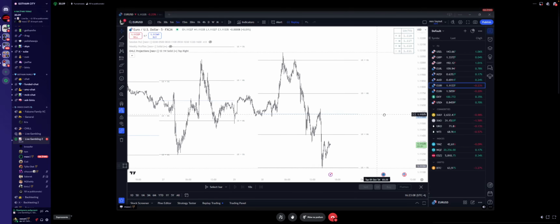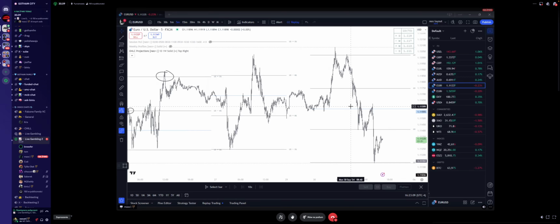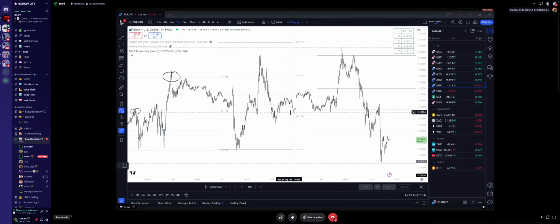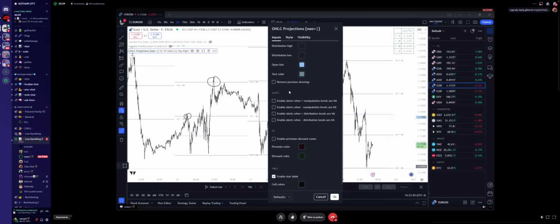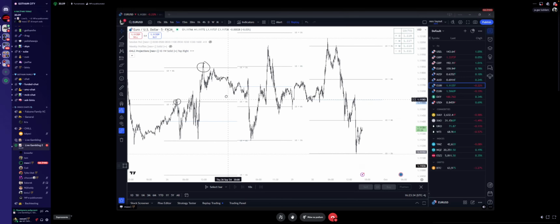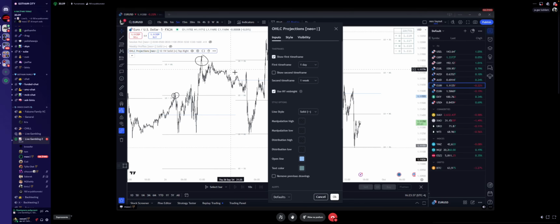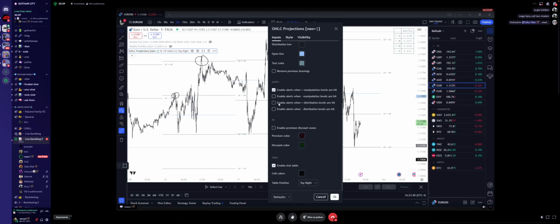Okay. And one more question about the alerts. Is it enough to just check it in the settings and it's going to work by itself? No. If you want to set the alerts, first you set the alert that you want to be working. So let's say I want to long. I'm going to select the plus manipulation because that's the one that's below the open. And then let's say I also want to take profit at the upper level right here. Then I would also click the plus distribution level.